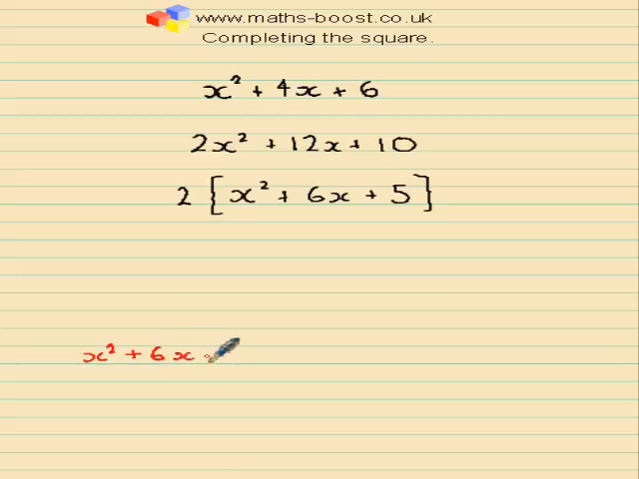I'm going to start my bracket off and add half the number that's in front of the x term. So in this case half of plus 6 is plus 3. I'll square that and subtract from that the square of this number, and then bring the plus 5 down. I can tidy this up.